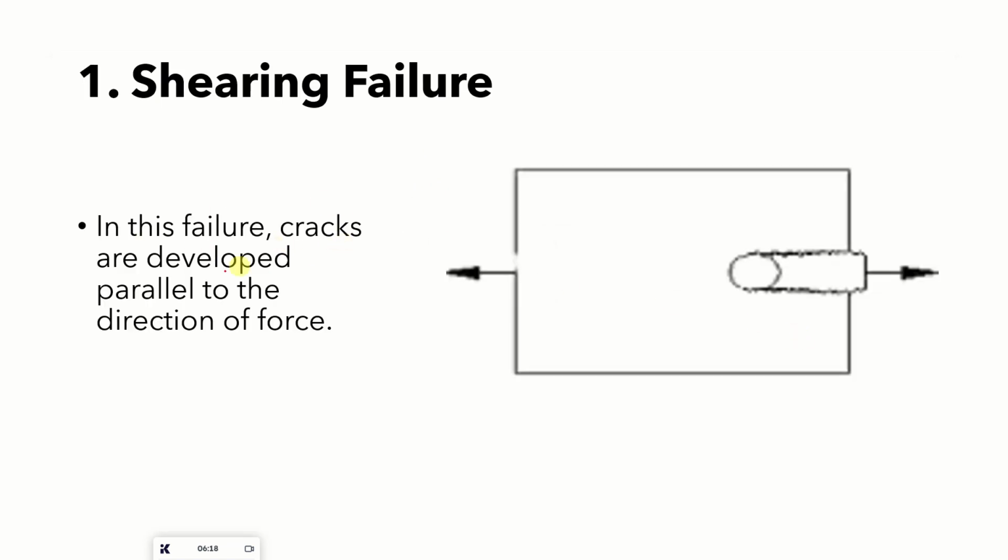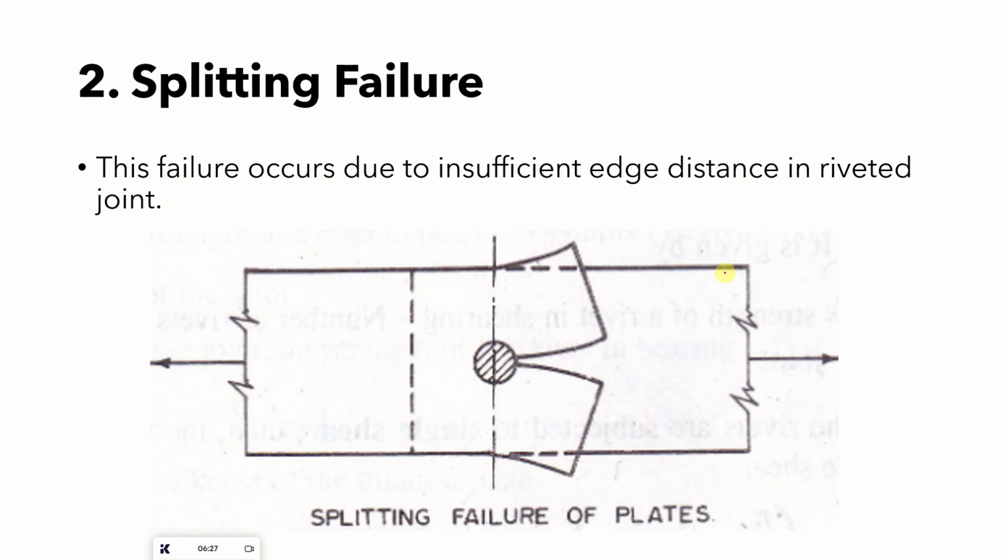Shearing failure is when cracks develop parallel to the direction of force, and this is a bolt. Here it will be cut off. This is the direction of force. Simply, splitting failure is when you have very little edge distance. So the plate may split into two parts like this. That is a splitting failure.